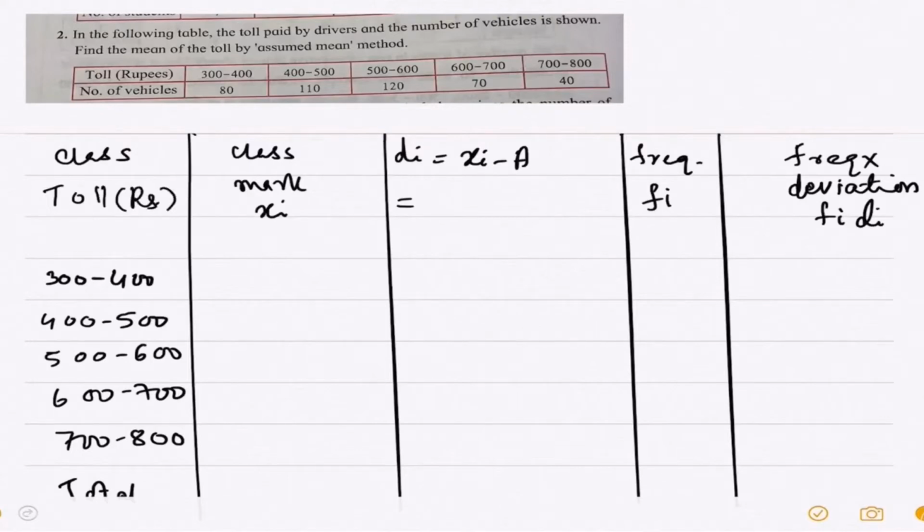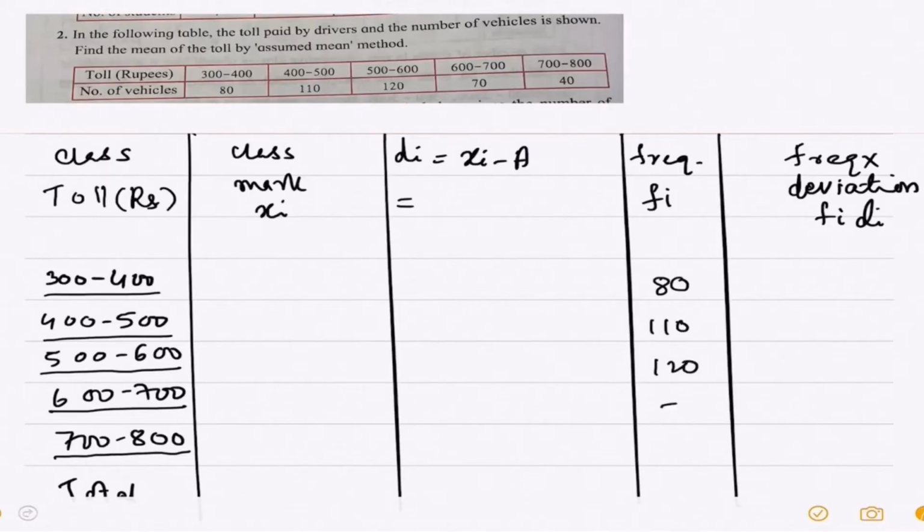Classes are 300 to 400, 400 to 500, 500 to 600, 600 to 700 and 700 to 800. Let us write down the corresponding frequencies in the fourth column as 80, which is the number of vehicles, 110, 120, 70 and 40. But remember, in this method we will always have these 5 columns.